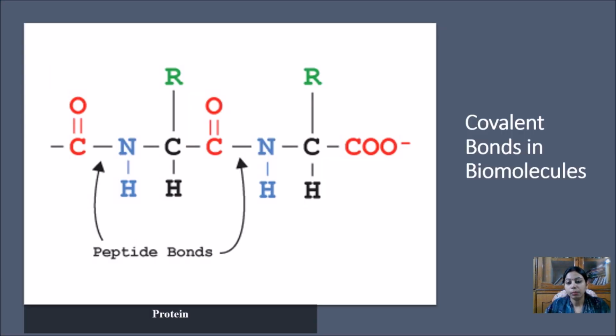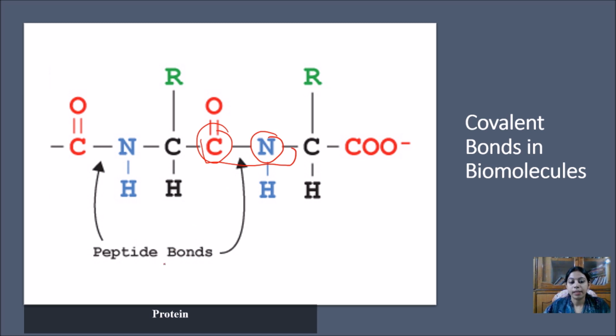Protein is another biomolecule, which is the building block of our body. If I say it is a building block of our body, you can now predict the importance of protein. Here also covalent bonding is there. This particular covalent bond is known as the peptide bond. It is formed between the amine group of one amino acid and the carboxylic acid group of the other amino acid, and when a bond forms between the amine and the carboxylic acid, this bond is known as the peptide bond.